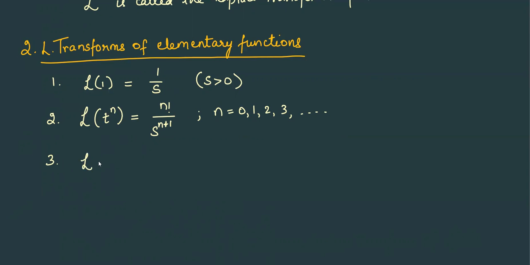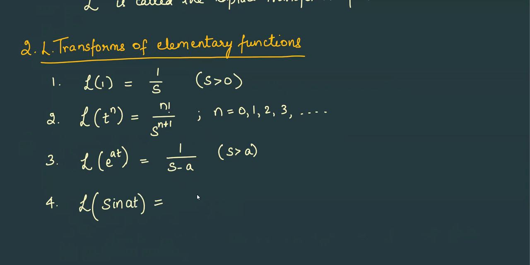Next, the Laplace transform of e power at, for an exponential function, is 1 upon s minus a. Very simple. We can do the integral and we will get that. The condition, of course, is that s should be greater than a. That means s minus a has to be positive here. Laplace transform of sine at is a upon s square plus a square.